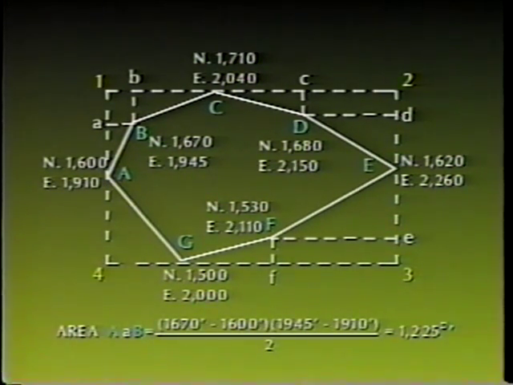Next, calculate the area of triangle large A, large B, small a. Take the northing of A, 1600, from the northing of B, 1670. This equals 70 feet, one leg of the right triangle. Then take the easting of A, 1910, from the easting of B, 1945. This equals 35 feet, the second leg of the right triangle. Therefore, the area of the right triangle, large A, large B, small a, is 1/2 times the height, or 1/2 of 70 times 35, for 1,225 square feet.